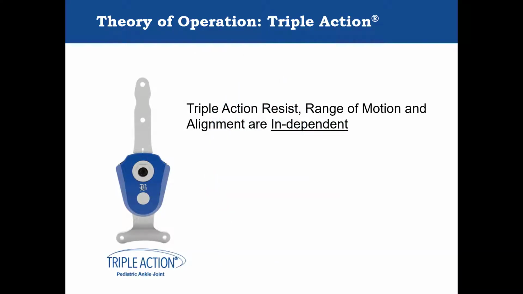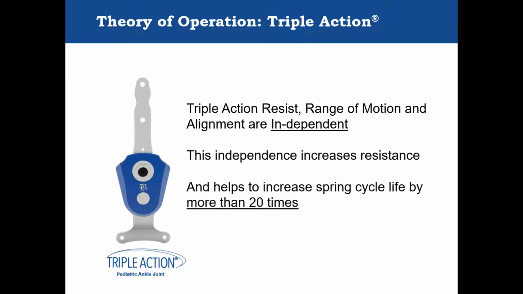This make and break contact isolates the actions of the springs, allowing the resistance, range of motion, and alignment functions of the triple action to be independent. This design increases the active resistance of the component and also helps increase spring cycle life by more than 20 times when compared to traditional metal ankle components.